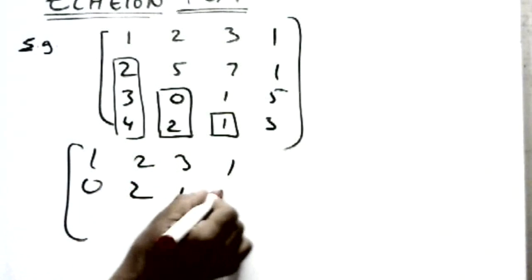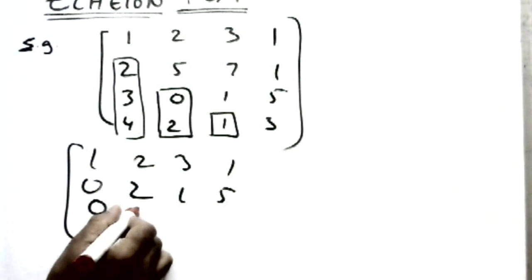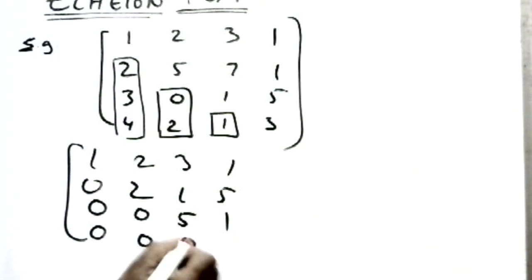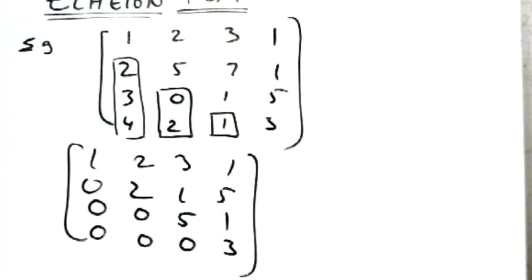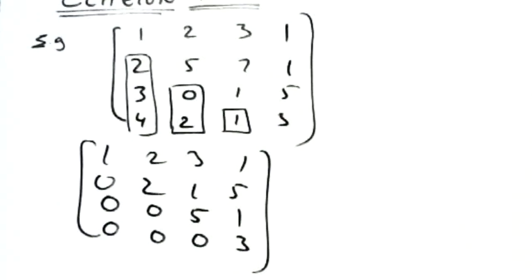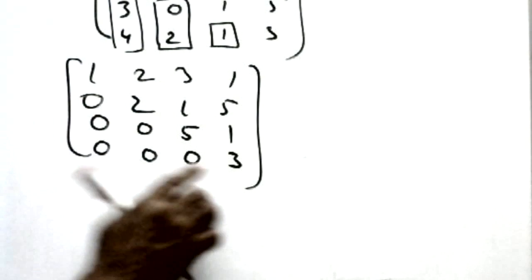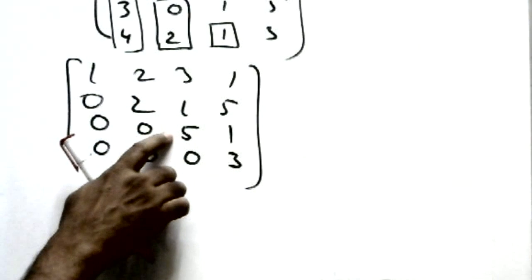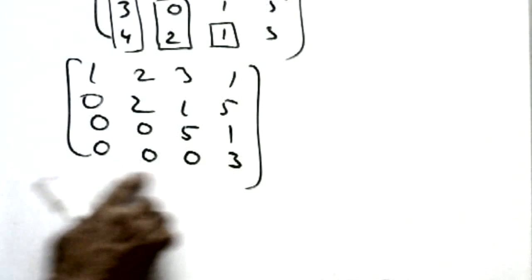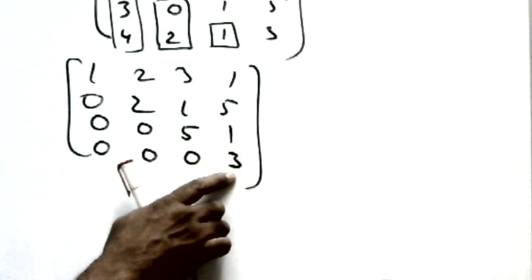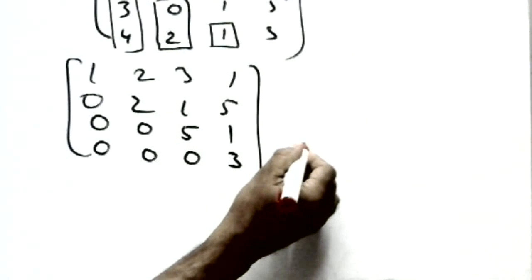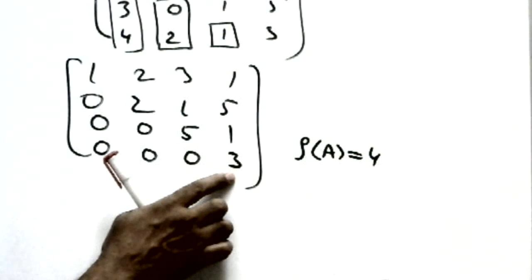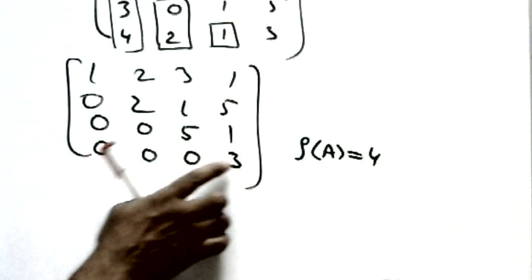Suppose it is left like this: 1 2 3 1, 0 2 1 5, 0 0 5 6, 0 0 0 3. Suppose one case. Okay, here you see, suppose we are left with a number here. That means this is a non-zero row, this is also non-zero, this is also non-zero, and this also is non-zero because 3 is left here. If 3 is left here, then the rank of A will be 4, if some number other than 0 is left here.